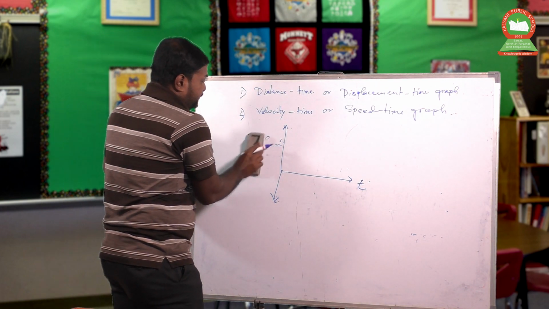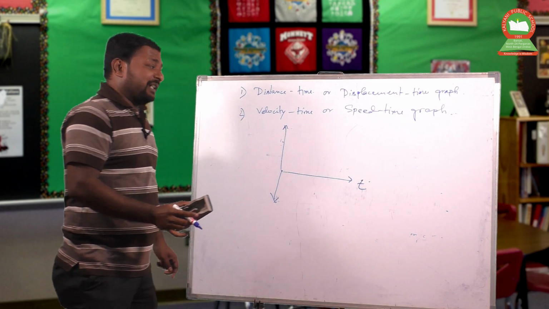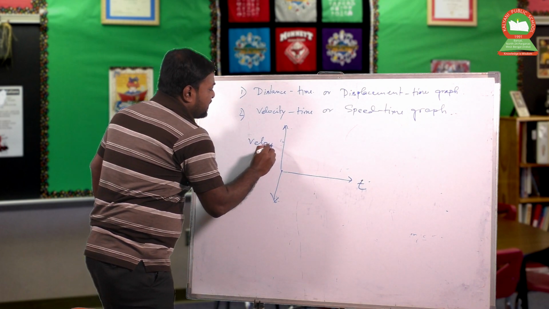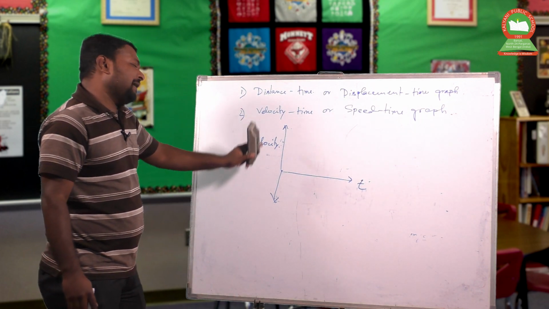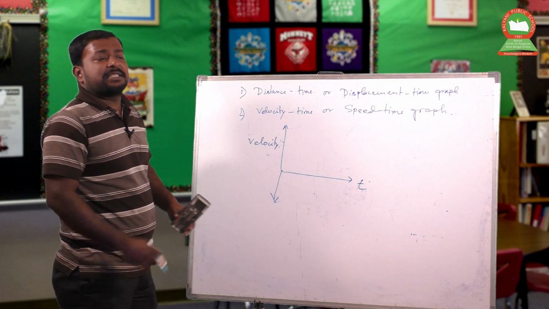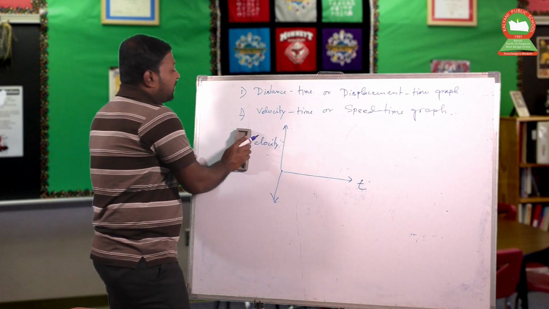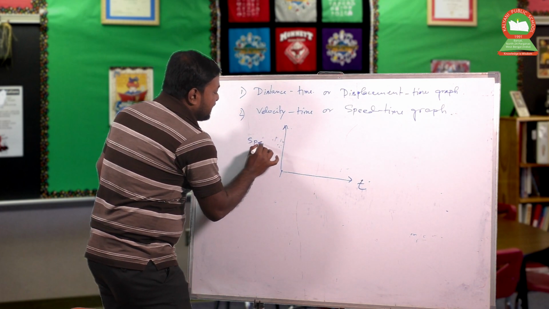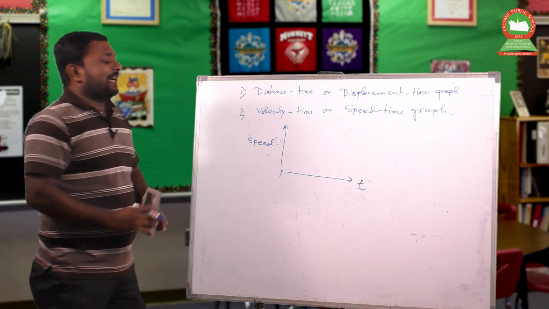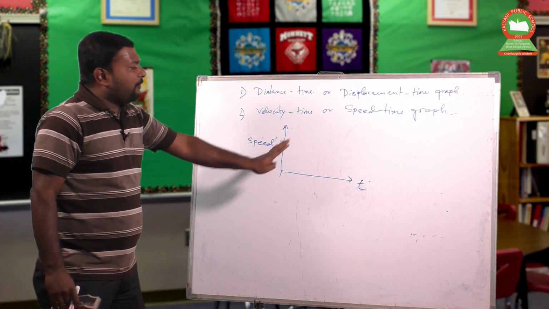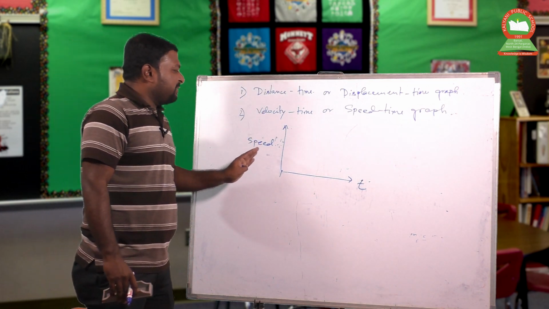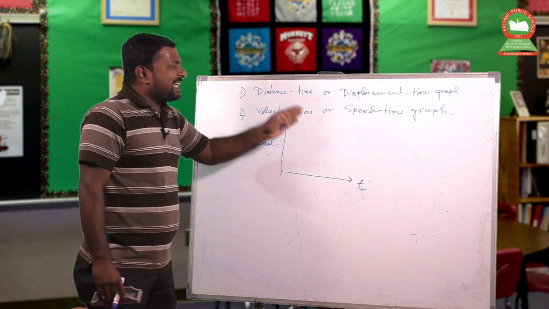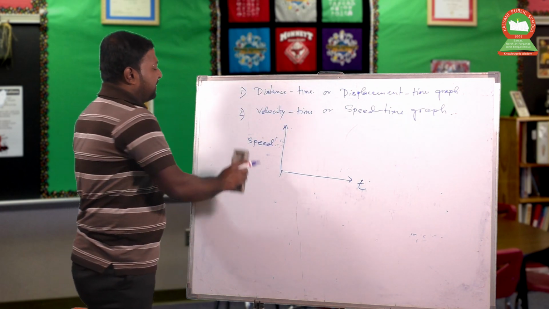If we plot a velocity-time graph, time is always on the x-axis and velocity is plotted along the y-axis, both positive and negative. Speed doesn't depend on direction, so speed is plotted only on the positive y-axis. So there are four different graphs which can describe a body's motion: distance-time, displacement-time, velocity-time and speed-time graphs.